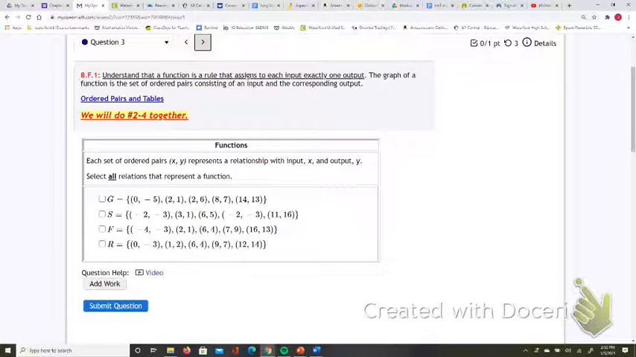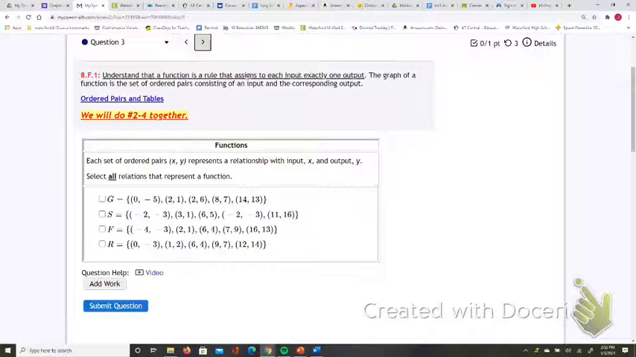That's a problem. Because remember, that is telling me I don't know which candy bar is coming out. The machine is not functioning properly. So G is not a function. Let's go down to the second one, S.